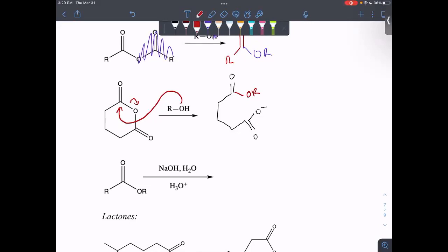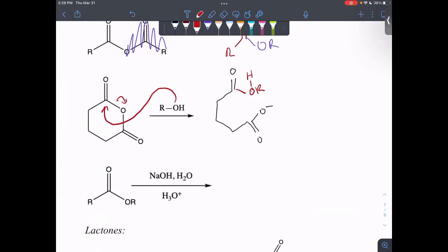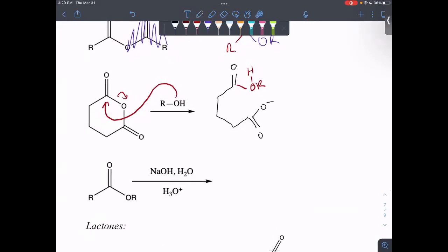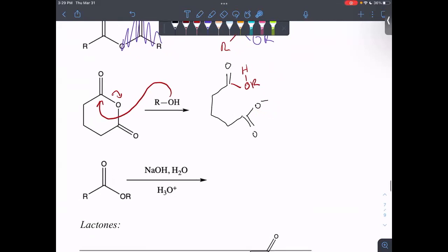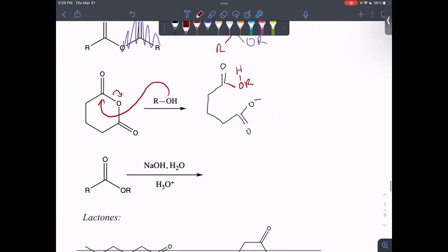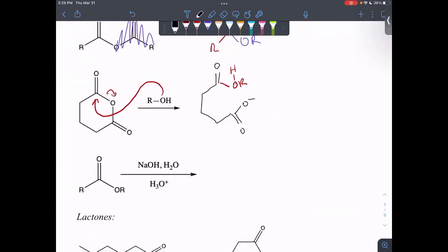Actually, wait. So for now, let's just say that the OR is still protonated because the nucleophile was an ROH. So let's say it attaches to the carbonyl as an ROH. Conveniently, there's an alkoxide ion down here. What happens is that the alkoxide just takes this proton from the alcohol and it protonates itself. So now on top, you have a plain ester, and on the bottom, you have a carboxylic acid.